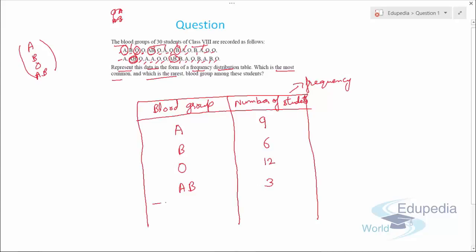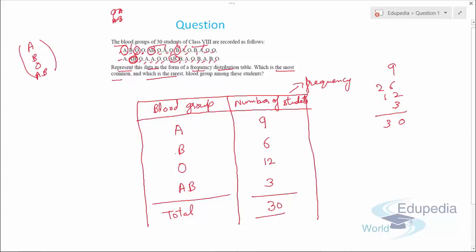Now we need to write total over here, and we need to add the number of students. So we can add 9, 6, 12, and 3. So this will be 2 plus 3 is 5, 5 plus 6 is 11, 11 plus 9 is 20. So it will come 0, and 2 will carry over here. 2 plus 1 is 3, so 30. So the total number of students is 30, and this is the frequency distribution table.